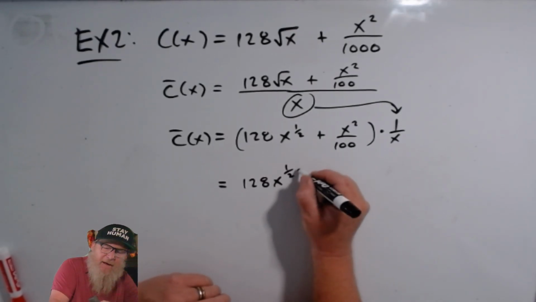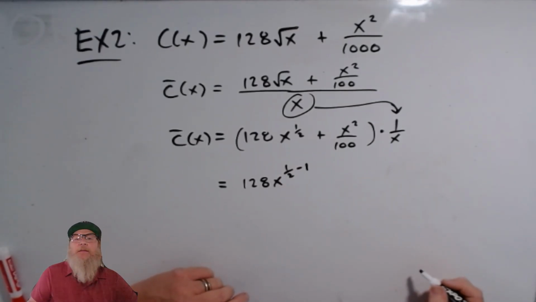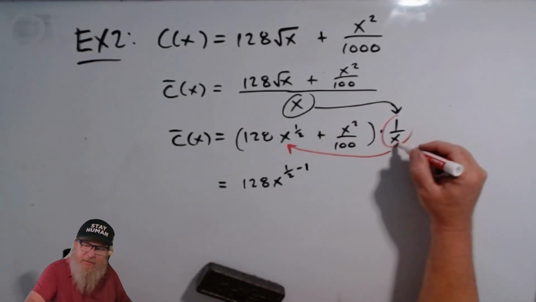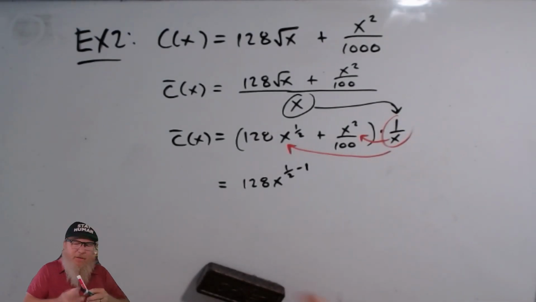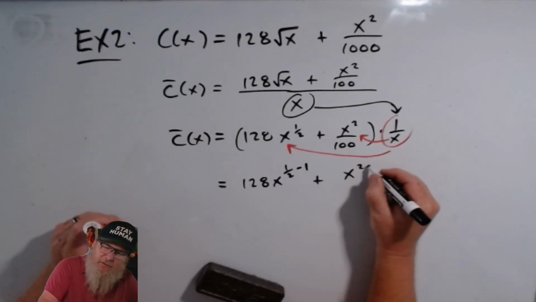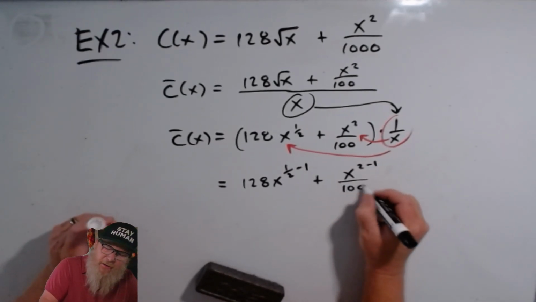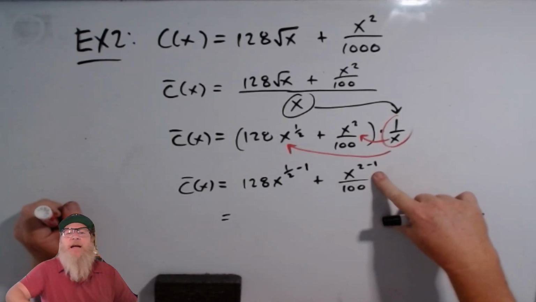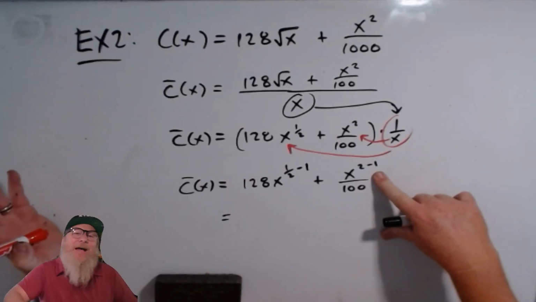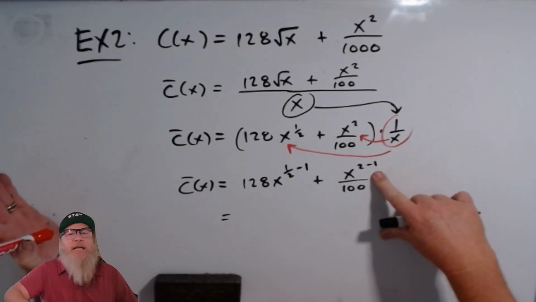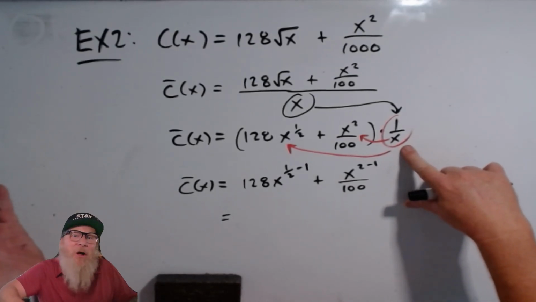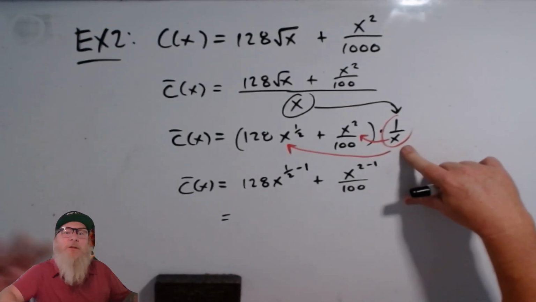All right, so what you're going to end up with is 128x to the 1/2 minus 1, when you distribute. So this is going to get distributed like this. And then you're going to get x to the 2 minus 1 over 100. Now, I have not yet taken the derivative. I know sometimes in my lectures, people will think, oh, that minus 1 rule is the rule from the derivative. Well, yeah, sort of. But no, because I haven't taken a derivative. I'm just using the multiplication power rule. It is also called the power rule, by the way. It's the power rule of multiplication, though.